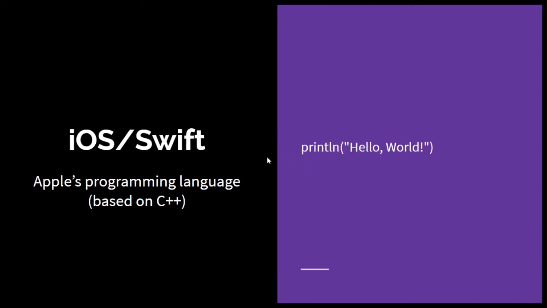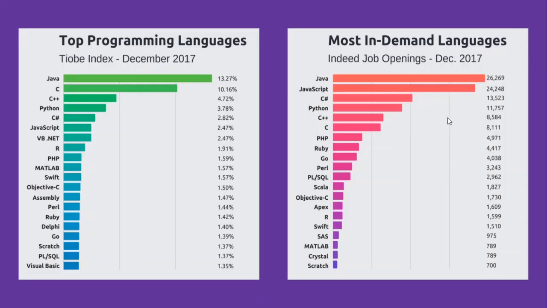And then there's iOS Swift, which is Apple's programming language, which is proprietary, so you can only use it on an Apple device. So we have a couple of graphs here. There's the top programming languages. This graph is an indicator of the popularity of programming languages. The ratings are based on the number of skilled engineers worldwide, courses, and third-party vendors.